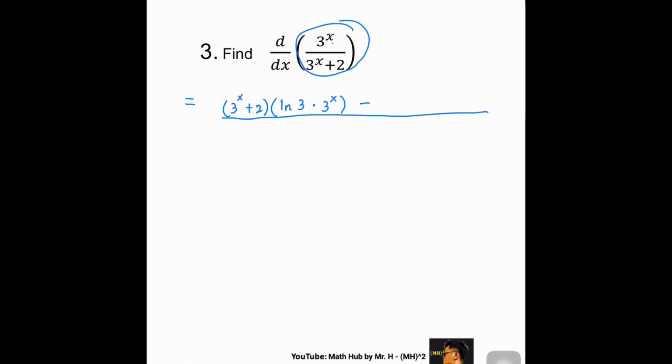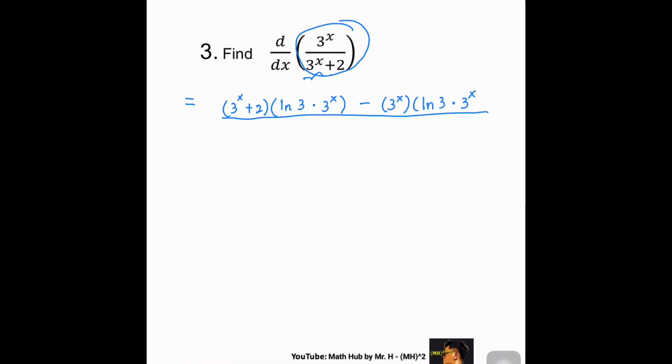So minus the numerator, so we take 3 to the power of x times the derivative of the denominator, which is 3 to the power of x plus 2. The derivative of 3 to the power of x is the same as what we got here. So it will be ln of 3 times 3 to the power of x. That's for the first term.